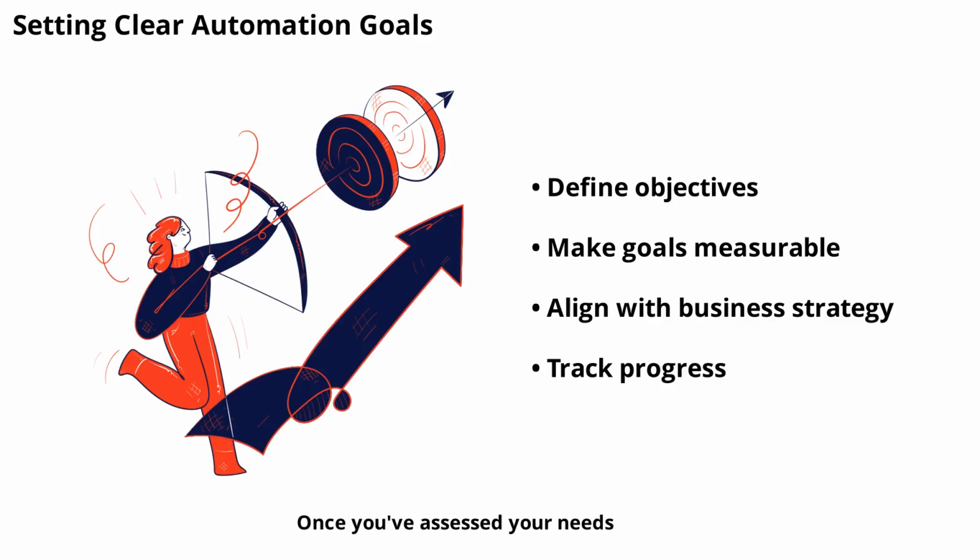Once you've assessed your needs, it's time to set clear automation goals. Define what you want to achieve with AI automation, whether it's reducing costs, improving customer service, or increasing productivity. Make your goals specific, measurable, and achievable. For example, you might aim to reduce customer response times by 50% or automate invoice processing to save 10 hours per week. Clear goals will guide your implementation and help you measure success along the way.